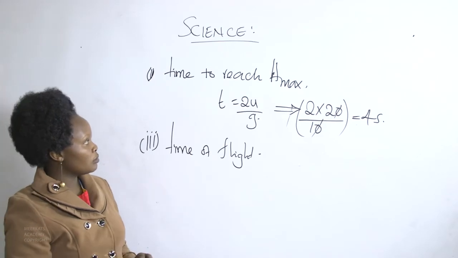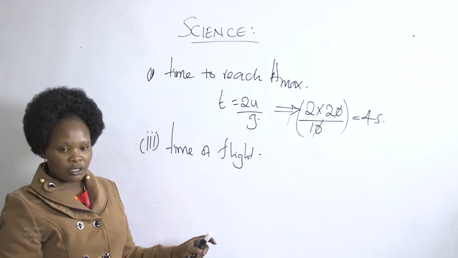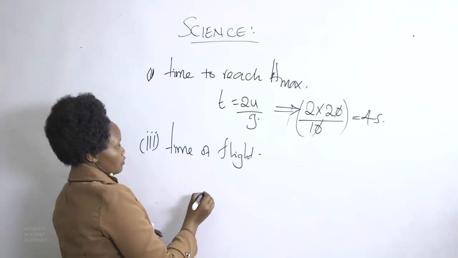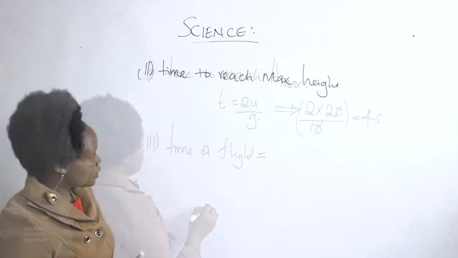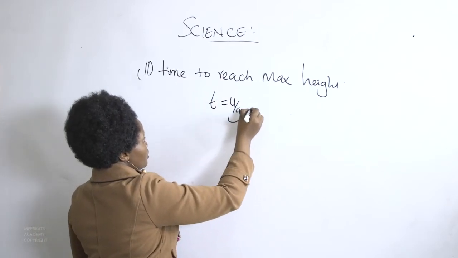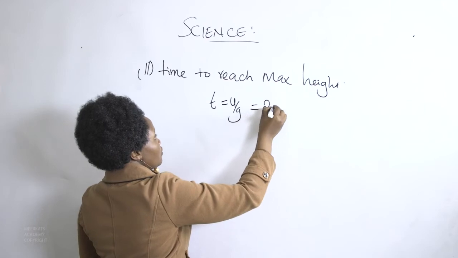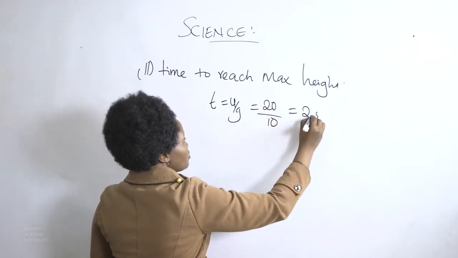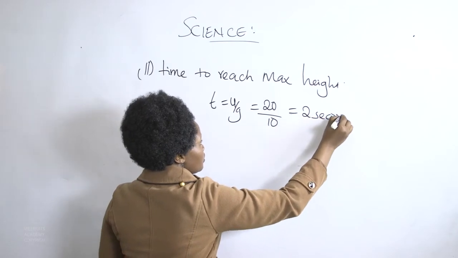Which is the time taken to reach the maximum height and back, which will be given by t is equal to u over g, which will be given by 20 divided by 10, giving us 2 seconds.